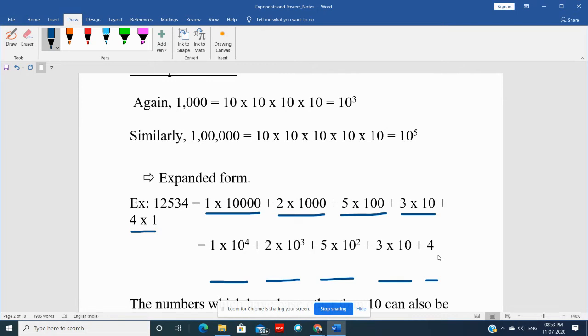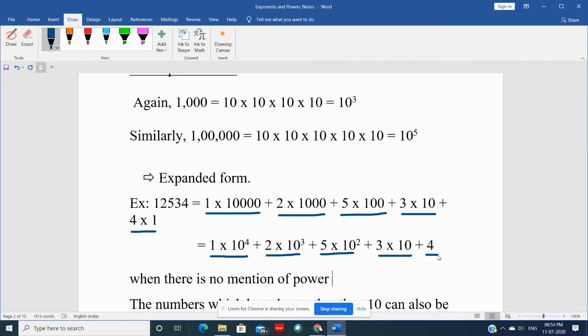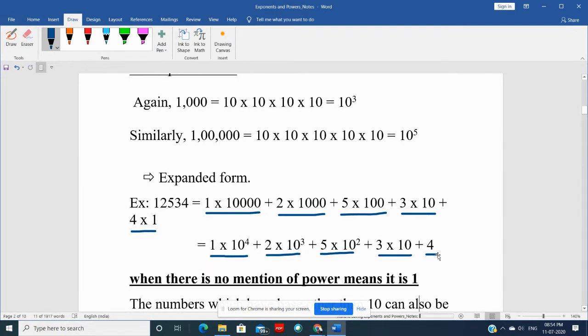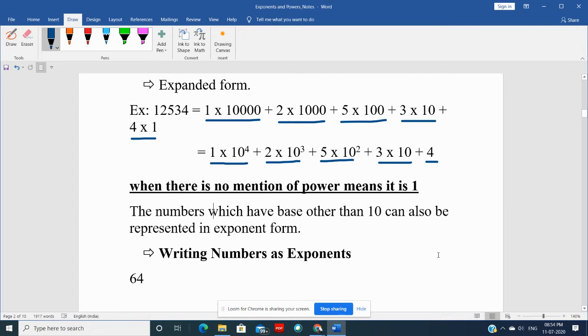So when there is no mention of power, it means it is 1. This is a very important rule. It will be very helpful in your rules of exponents and powers, and in the other sums of exponents and powers. Because there are some rules of exponents and powers, in that it will be very useful. So this is very important. That's why I have bolded and underlined it also.